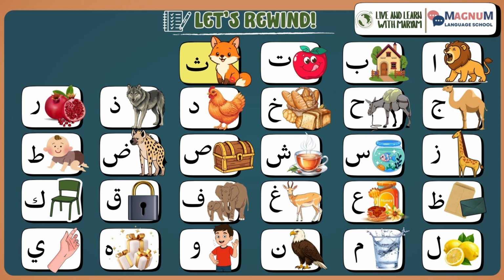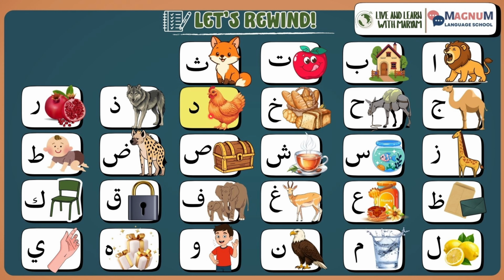Thaa for Tha'labun means fox. Jeem for Jamalun means camel. Ha for Himarun means donkey. Khaa for Khubzun means bread.